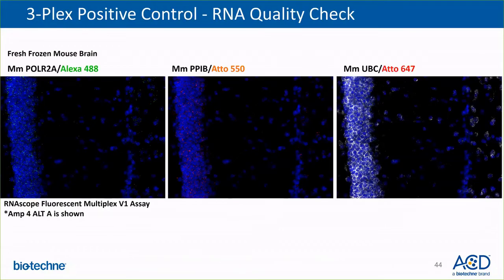With any new sample you're working with, we always recommend running our 3-plex positive and negative control probes to assess the sample RNA quality and the assay conditions. Here is an example of the expected positive control staining in each channel. Running the 3-plex control also allows you to ensure that you are observing staining with all the fluorophores and that the imaging and filter settings are optimal for the fluorophores used. The negative control is critical in catching any tissue-based or assay-related background.